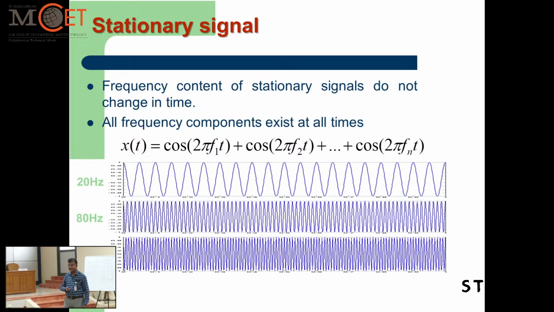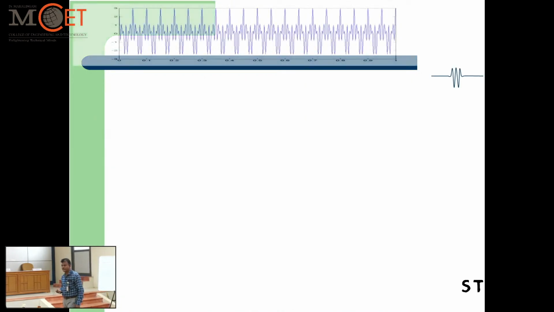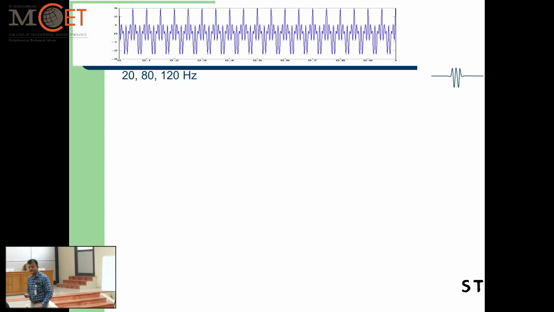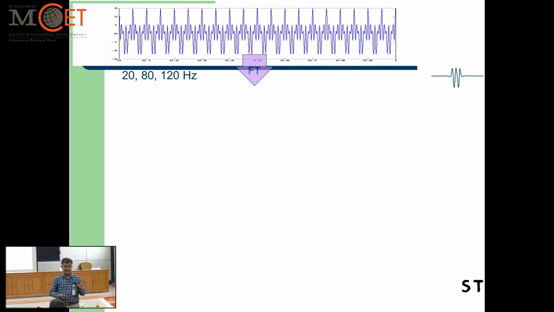Now, which one is handy? I have to take the Fourier transform for this. I will get a peak at 20, a peak at 80, a peak at 120, right? Here I have 3 mixtures available. If I take the Fourier transform, I will get 3 peaks. This is very simple. But which signal am I dealing with now? Stationary or non-stationary? Stationary only, right?